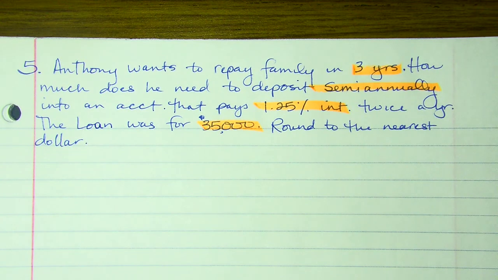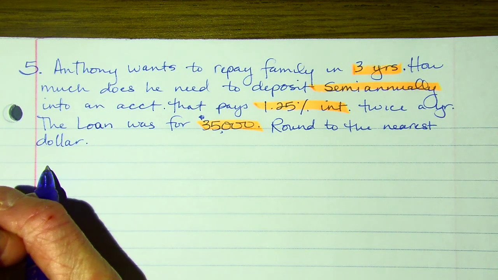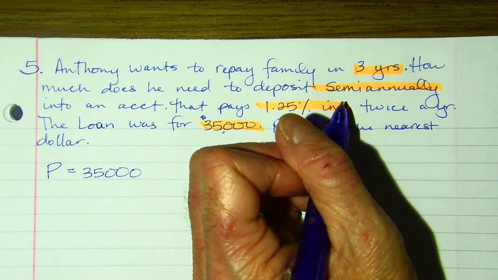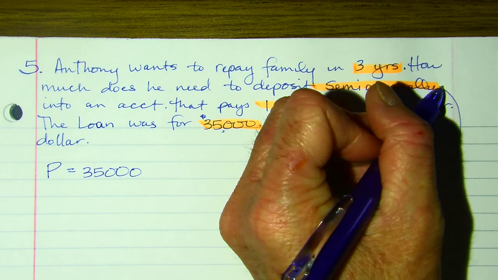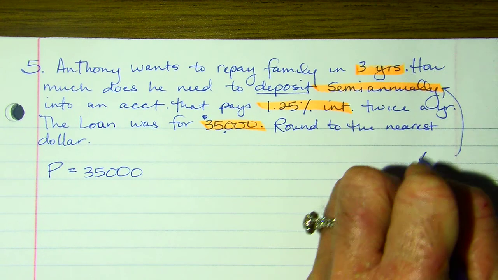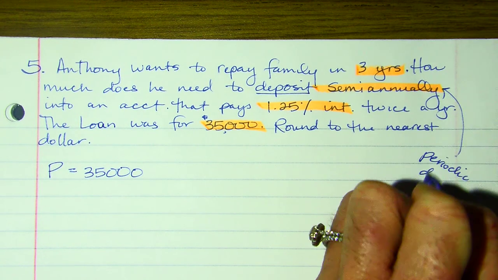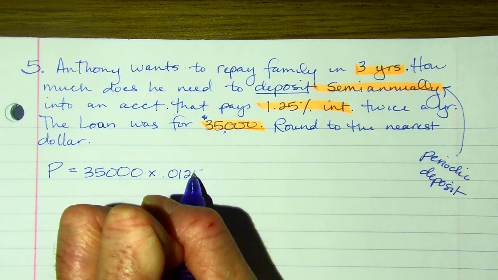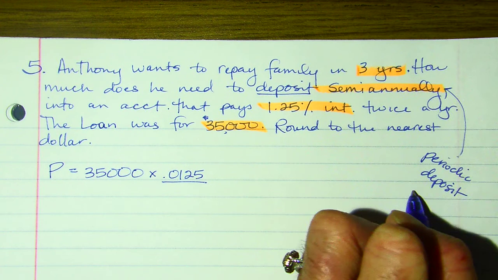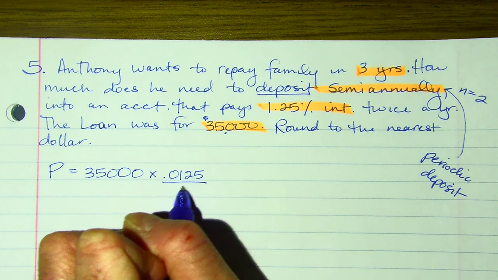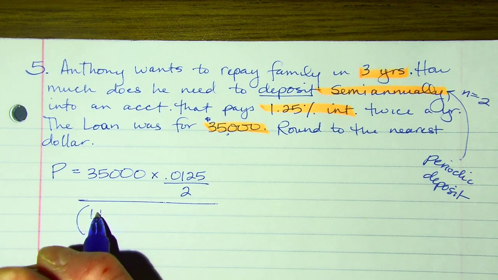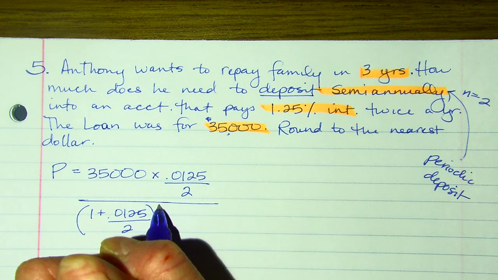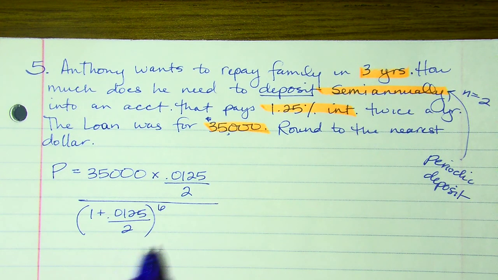Okay, so let's set it up. What should he deposit if he wants a total of $35,000? Now, because he's depositing semi-annually, that is a periodic deposit because he's making more than one. Okay? 35,000 times his rate divided by semi-annually is n equals 2. And I'm going to divide all that by 1 plus, it's this exact same fraction. But this is going to be 6, right? 2 times the number of years, which is 3, and then minus 1.